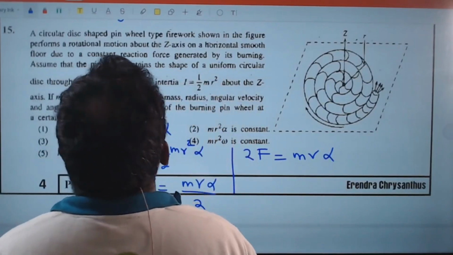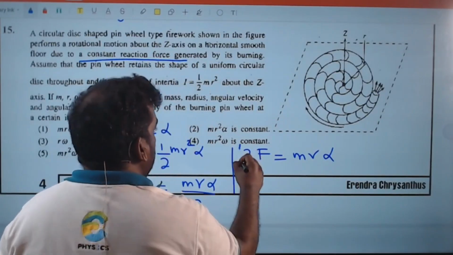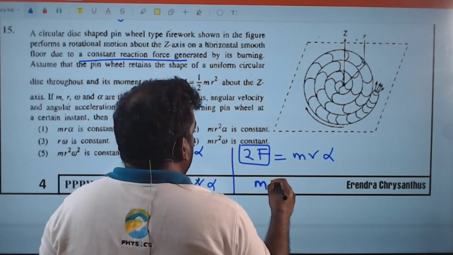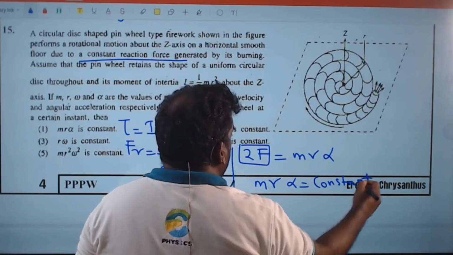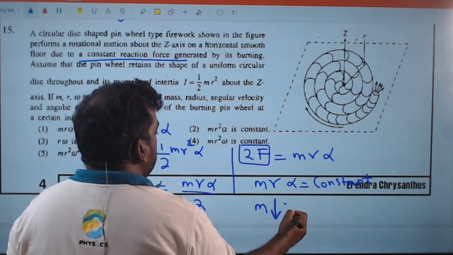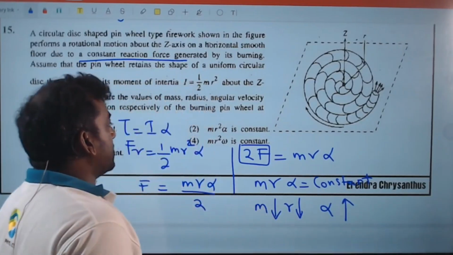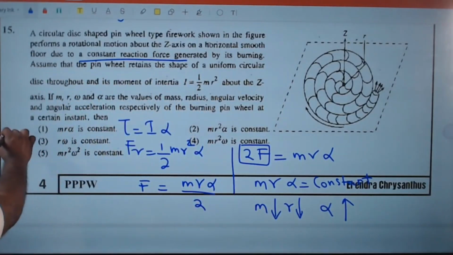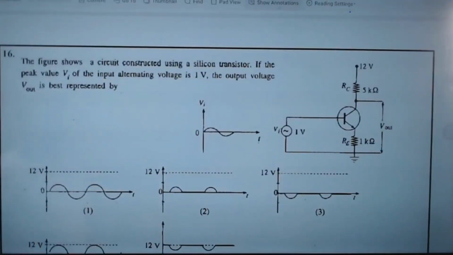They are telling you that the force is constant. So m r alpha is going to be constant. So what's the logic? When the firecracker is burning, mass reduces, radius reduces. To keep it constant, angular acceleration will increase. m r alpha is constant. Answer number 1.